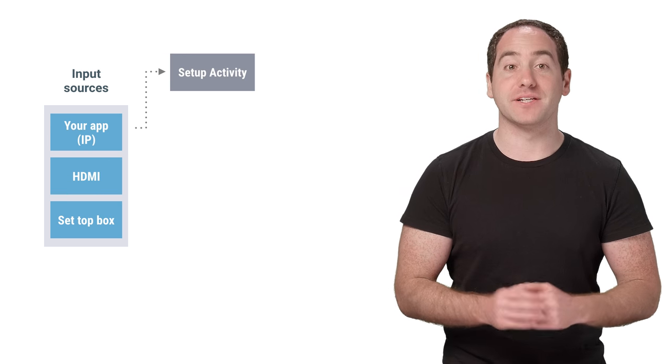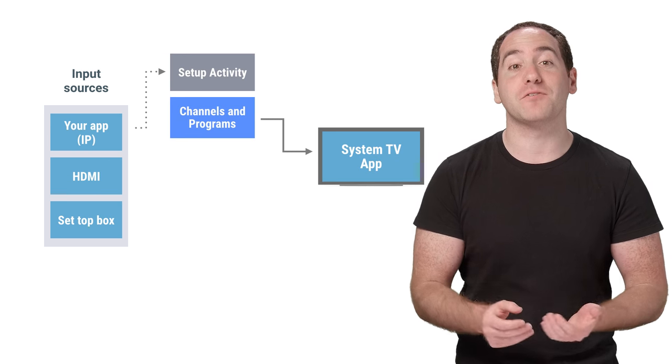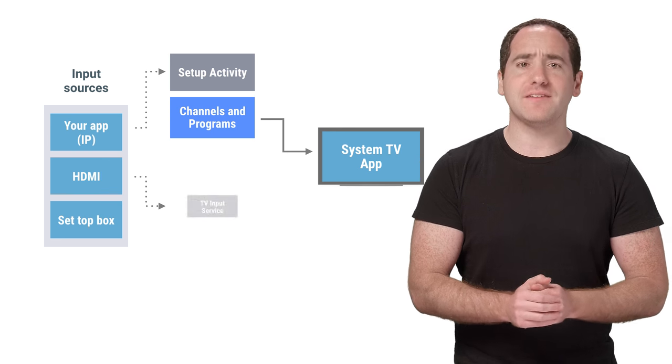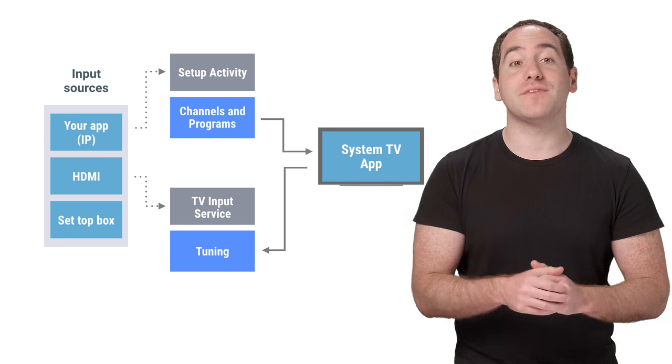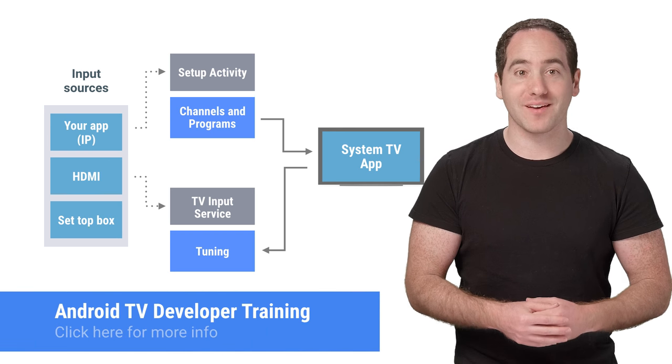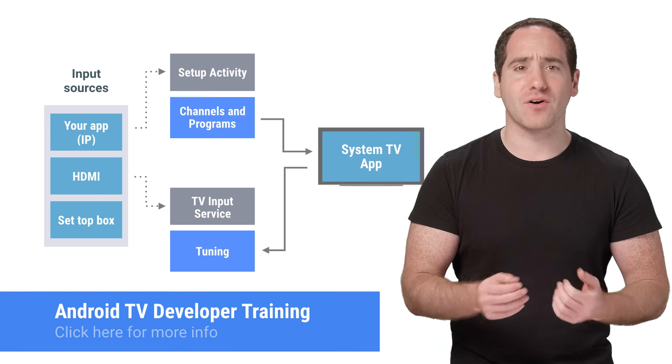The setup activity communicates with the system to provide information about your channels, like what programs are on and when. The TV Input Service, on the other hand, receives events from the system. These events inform you when the user interacts with your channel. For example, when they tune to it or change the volume.